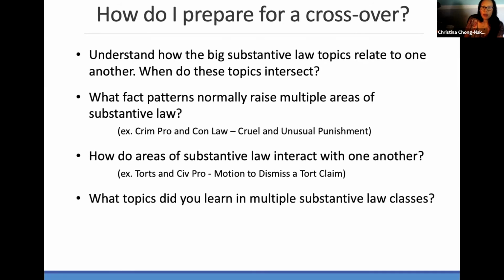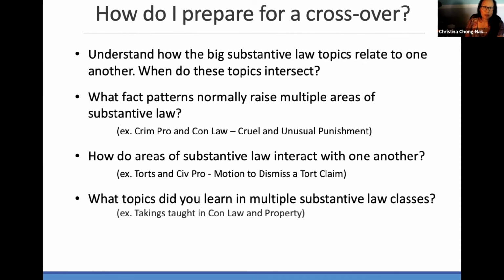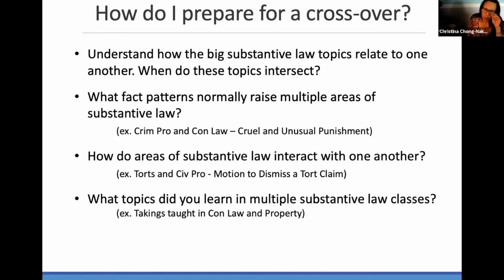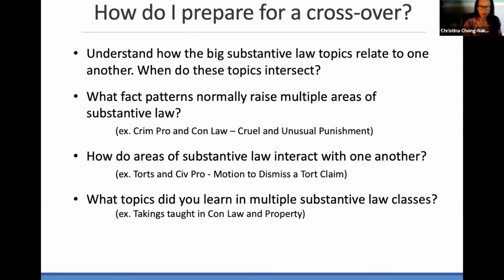Another way is to really think about the substantive law you learned in classes. Were there any topics that were taught in two classes? For example, takings, you might have learned in con law and property. You might have learned cruel and unusual punishment in crim pro and con law. If you took remedies, you might have learned about expectancy damages, but you also learned about it in contracts. So seeing where there are multiple topics that are tested or taught in different classes is going to help you see where the overlap is.